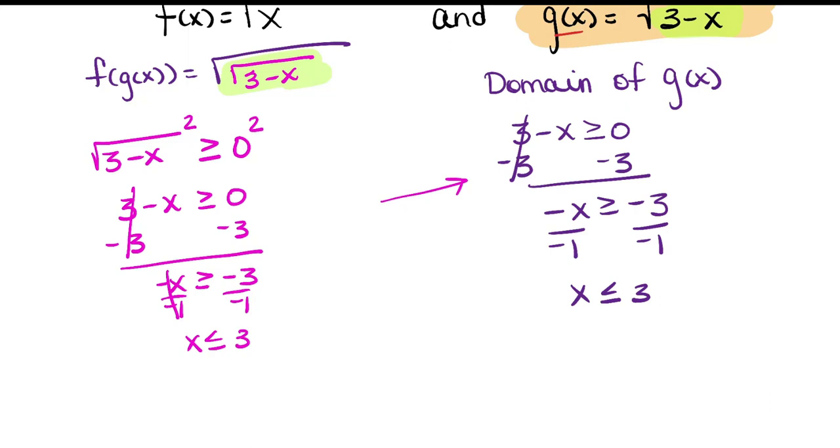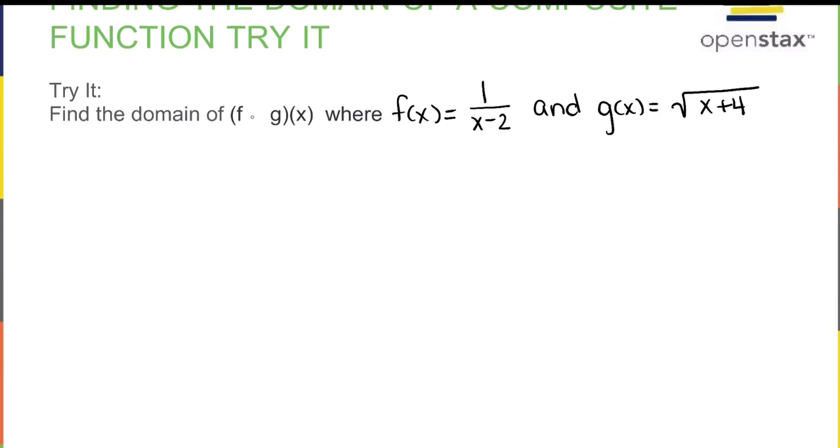And so to write that in interval notation, we would say negative infinity to 3, and because of this equal sign here, it does include 3. Alright, so you guys try this one. It combines the two types, and see how you do.